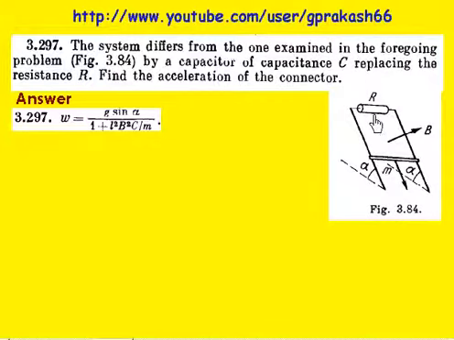Now there is a resistor, but this problem says the resistor is replaced by a capacitor, capacitance C. So for our purpose there is no resistor, we have a capacitor here. So we have a capacitor C. Now the question says, find the acceleration of the connector. This is a constant; we have to find the acceleration of the connector.